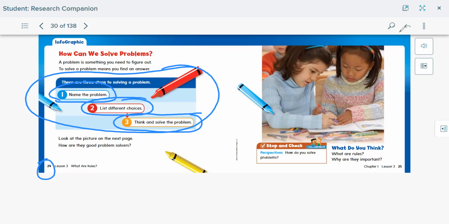Let's look at the picture over here on page 25. How are they good problem solvers? So look at the girls. It looks like they're coloring or they're writing in this book. Now, how are they solving a problem? They have one book and there's 2 girls. So it looks like they solved the problem by taking turns. Each of the girls take a turn to either color or write in this book, and they solved the problem by sharing.